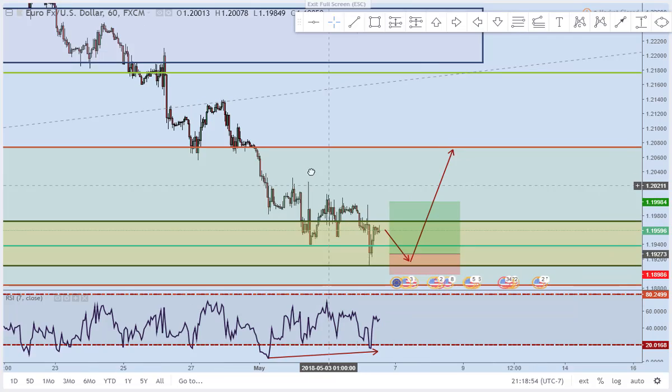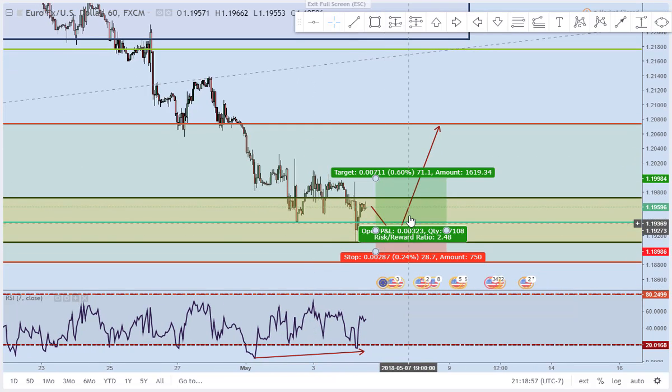So already in this case, we're looking at a trade of 28.7 risk, and total take profit of 71 pips. Already this is a 2:48 risk to reward ratio on the first take profit.